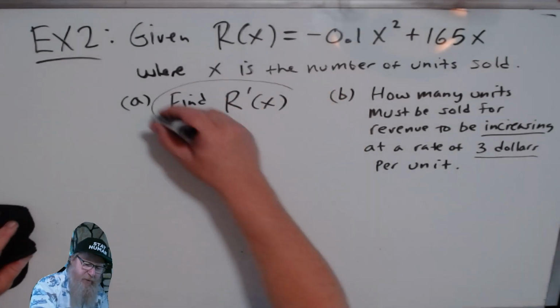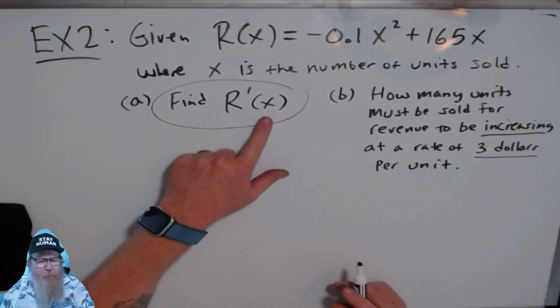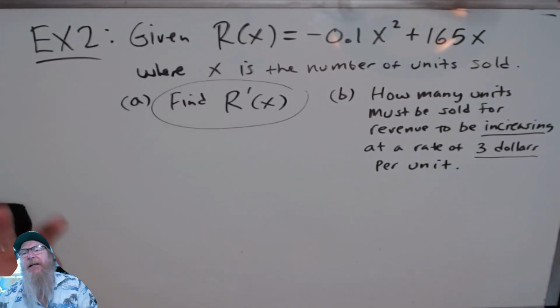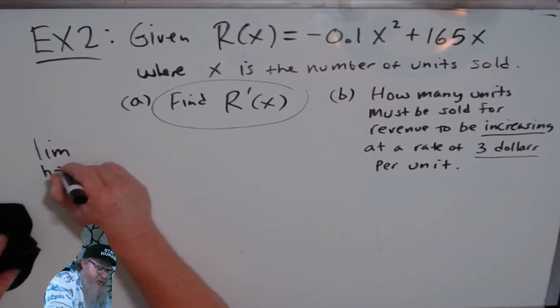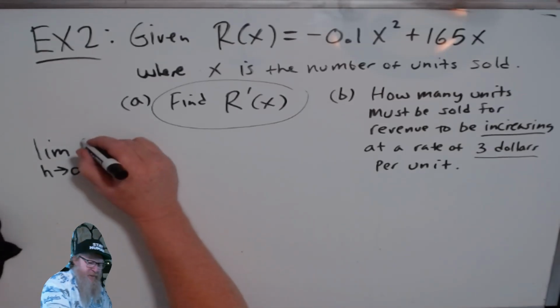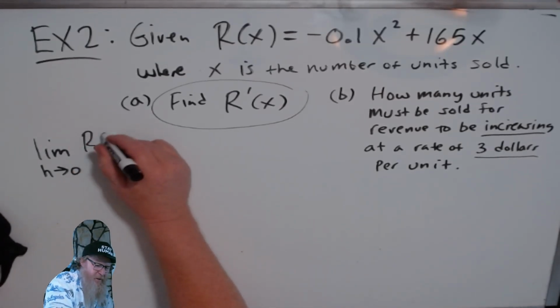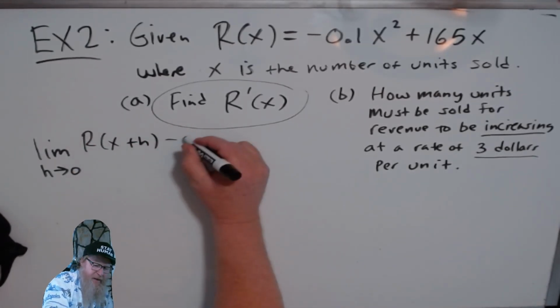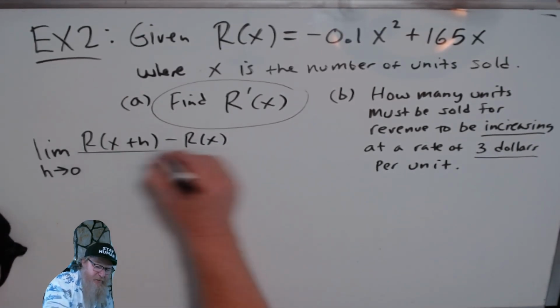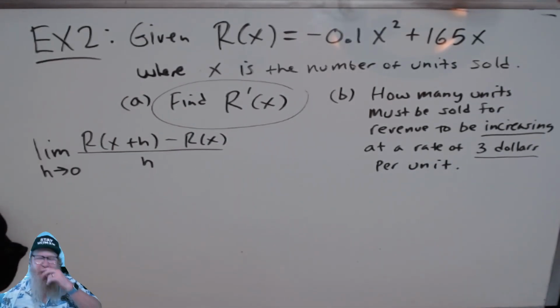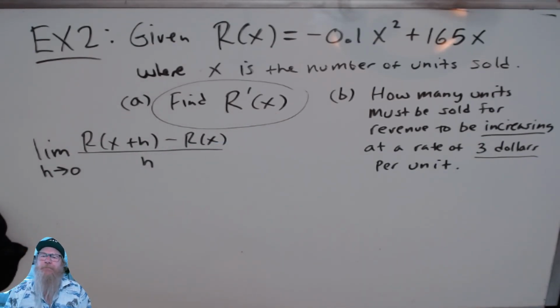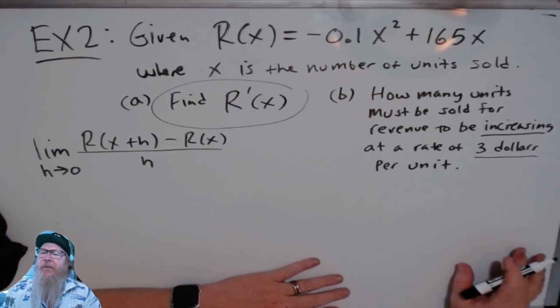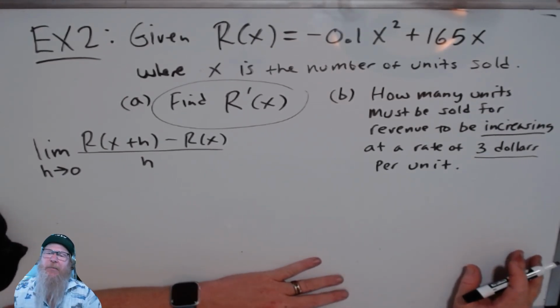Well, first let's find the revenue prime of x. Now, since we don't know what x is, we're clearly going to use option 3. So we're going to say the limit as h goes to 0 of R of x plus h minus R of x all over h. When you don't know what your x is, you really are stuck with option 3, which, as we move through the rest of this section, is going to be the most common method.